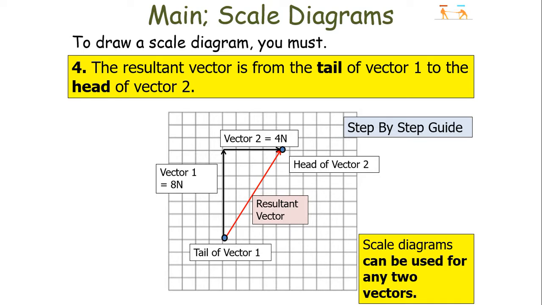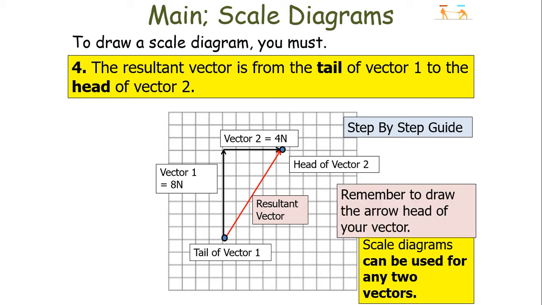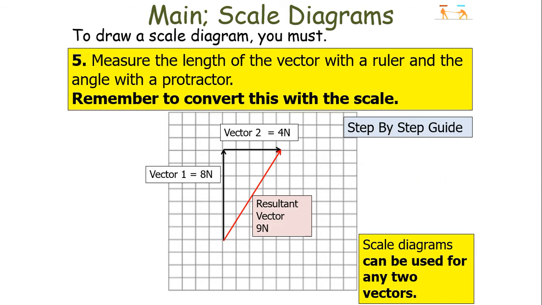So here we've got the head and the tail of our two vectors next to each other. Then we draw in our resultant vector from the tail of the first vector to the head of the second vector, as shown in this picture here. Now remember to always draw your arrowheads in for your vectors, as this shows the direction of the vectors. You then measure the length of the vector with the ruler and the angle with the protractor, and you convert this back with the scale to get your overall answers.